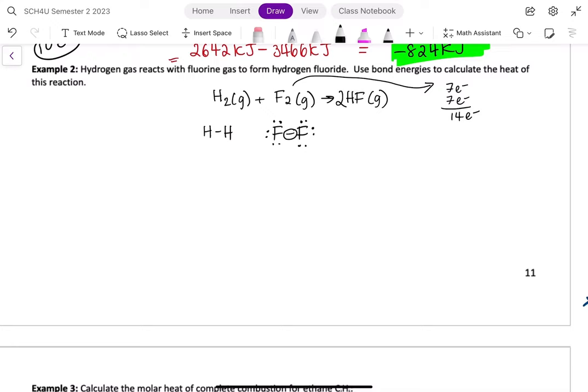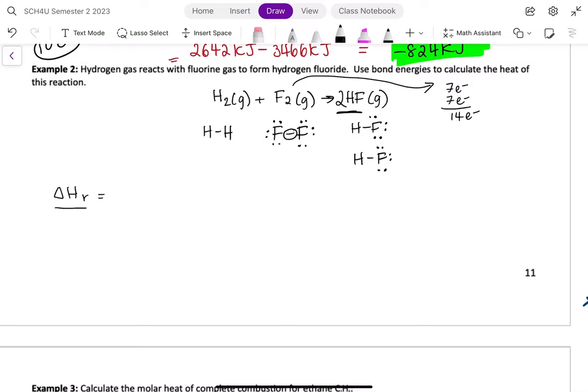And for your hydrogen fluoride, we have 2 of them. Again, because if we consider our balanced reaction, there's a coefficient of 2, so that means 2 molecules of HF are formed. Now that I have my Lewis structures, I can then use my reaction equation, delta HR.